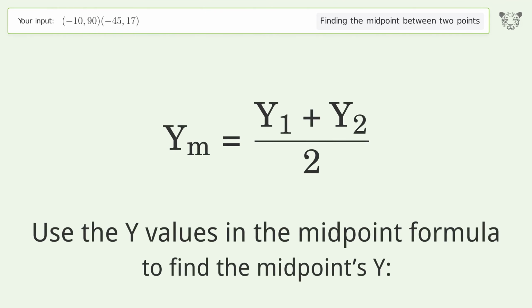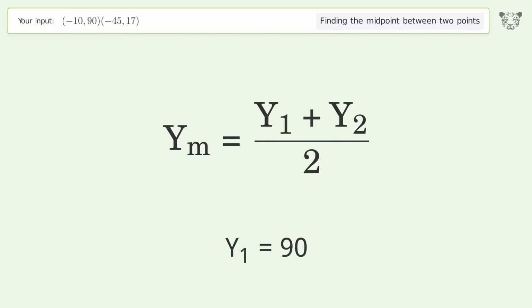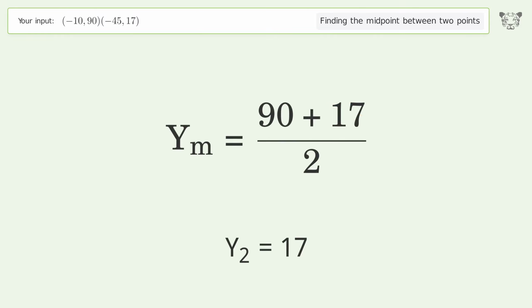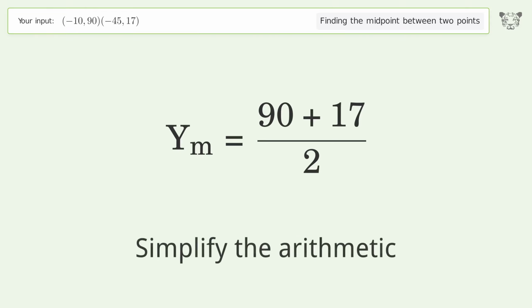Use the y values in the midpoint formula to find the midpoint's y. y1 equals 90. y2 equals 17. Simplify the arithmetic.